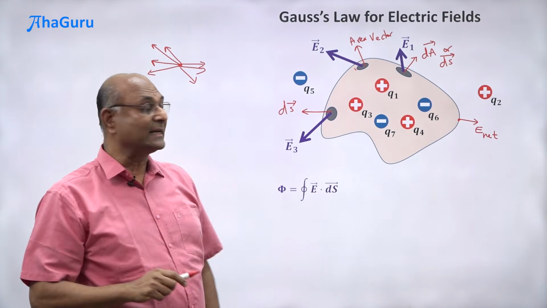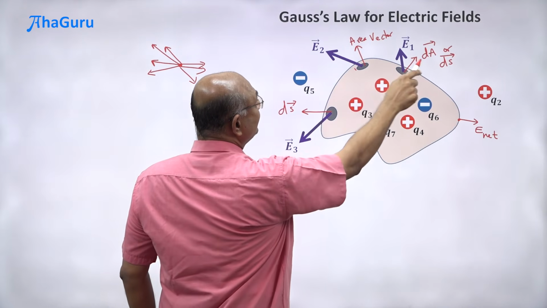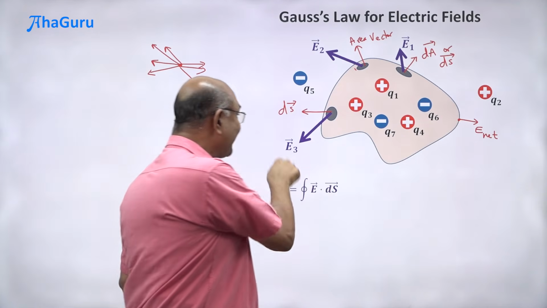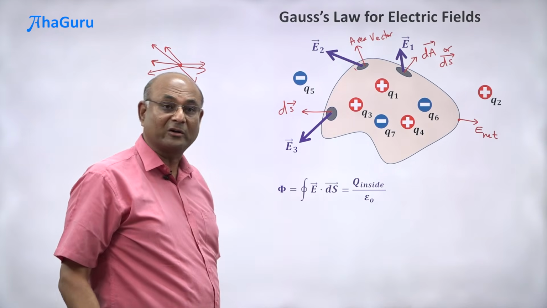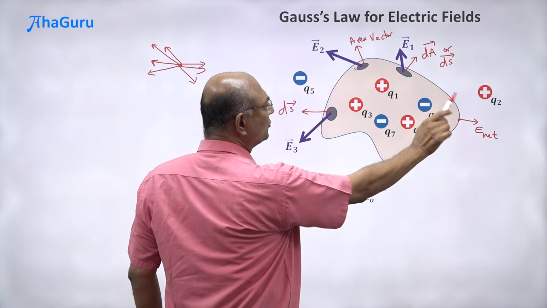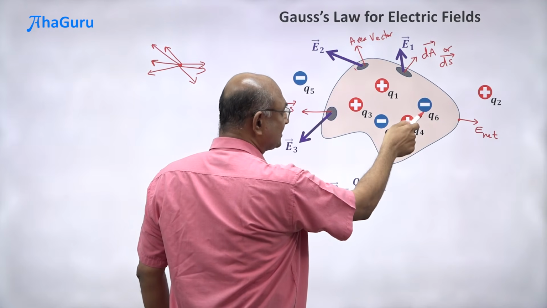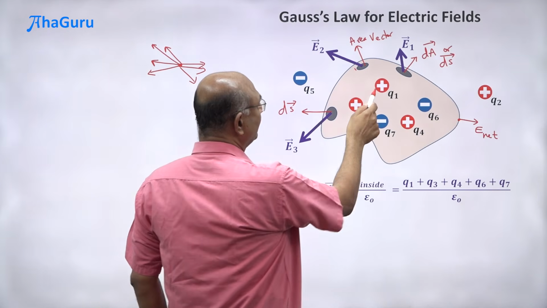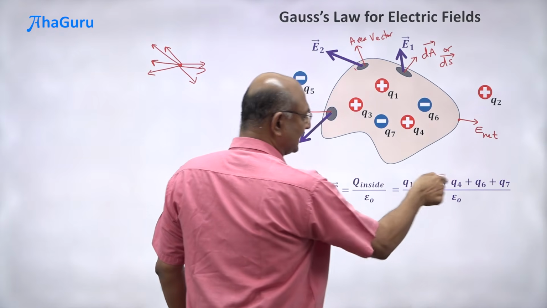Well, Gauss Law tells us that flux only depends on the charges inside. These electric fields depend on the outside charges, inside charges, everything. But the flux only depends on the charges inside. So Q inside by epsilon naught. Now Q inside is Q1, not Q2, that is outside, right? Q1 plus Q3 plus Q4 plus Q6 plus Q7. Now of course Q6 and Q7 are negative. So Q1, Q3, Q4, Q6, Q7: these two are negative, these three are positive.